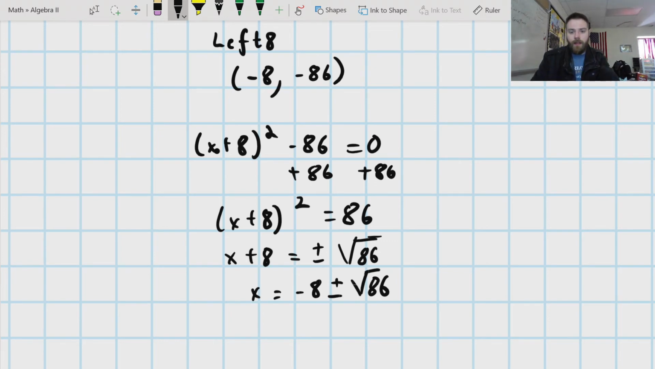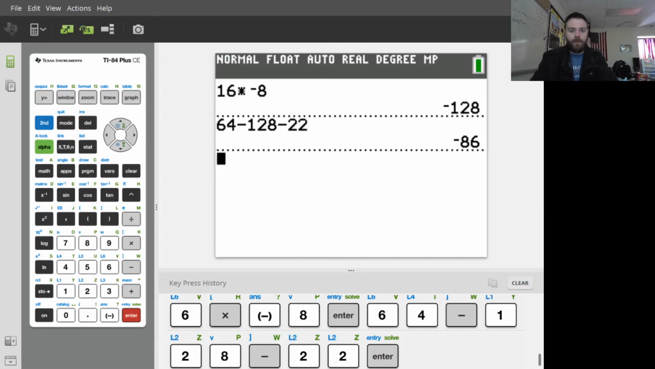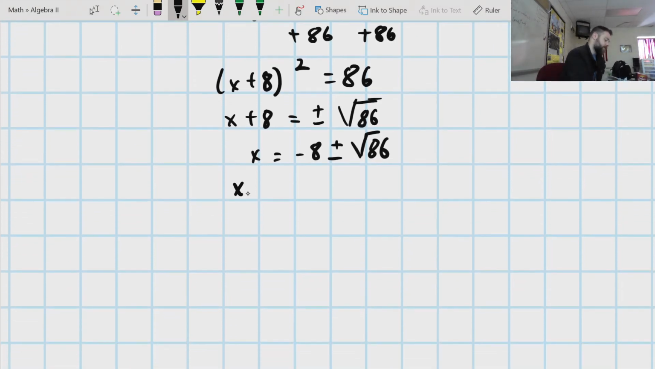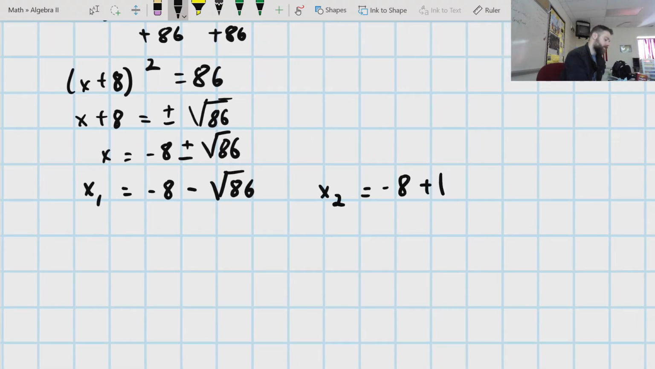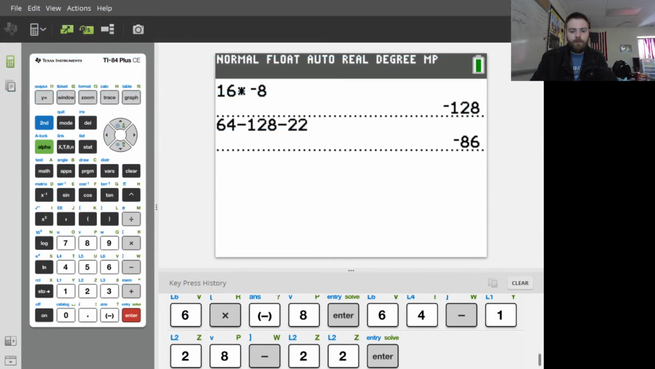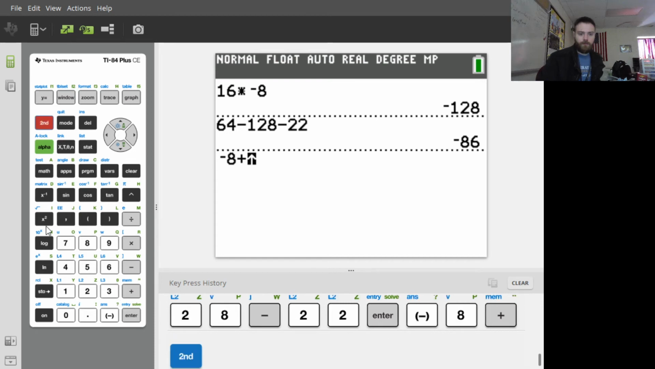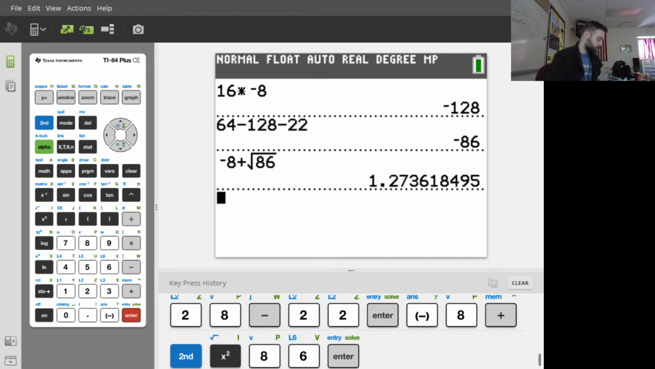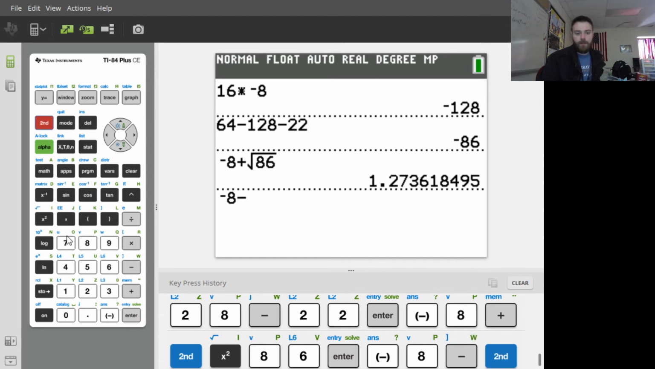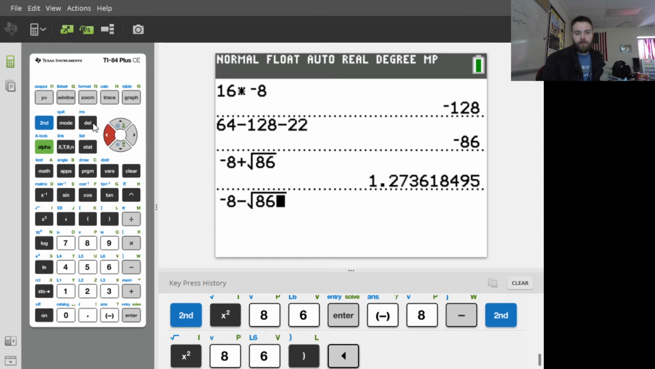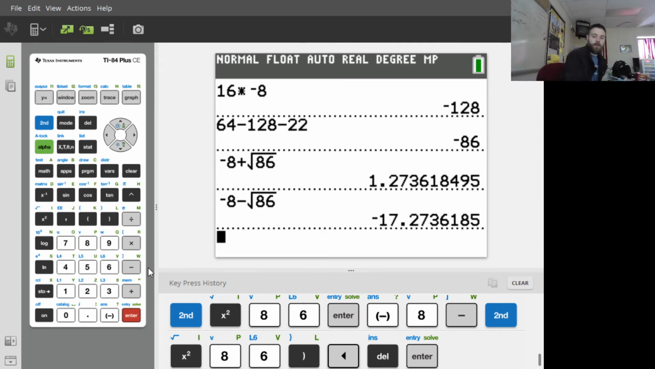So then I can use my calculator to calculate that. So let's go over to the calculator. So I've got two solutions here. I've got two x values. So x1 is going to equal negative 8 minus root 86. So that's one root. And then the other root is going to be negative 8 plus root 86. So that gives me 1.27 as my first 0, and then negative 8 minus square root of 86 gives me my second 0. So negative 17 is my second 0, negative 17.27.